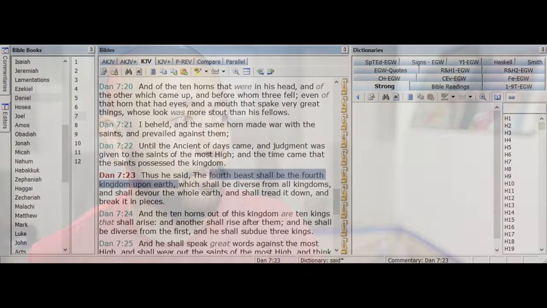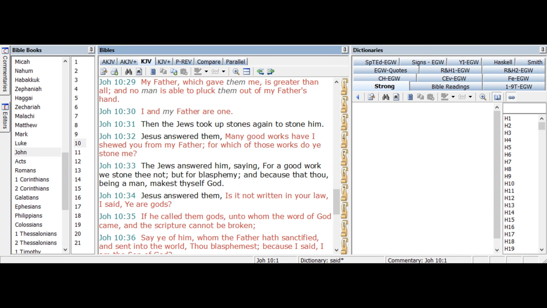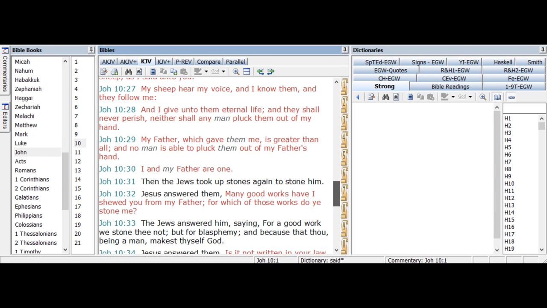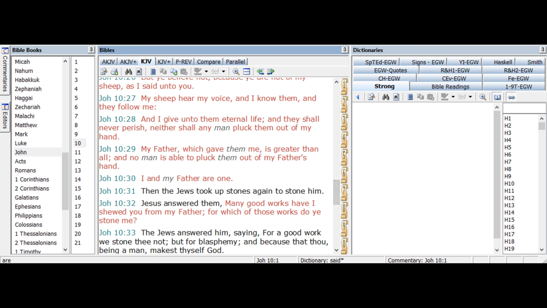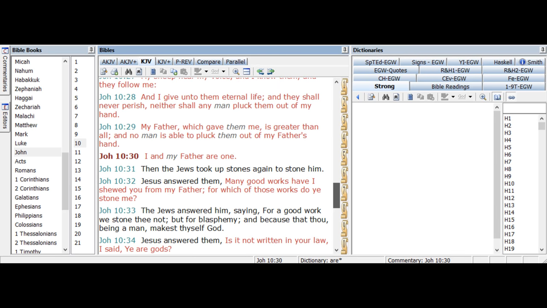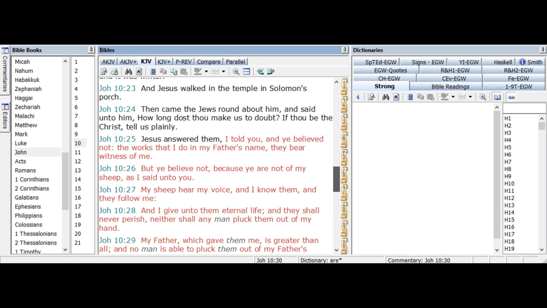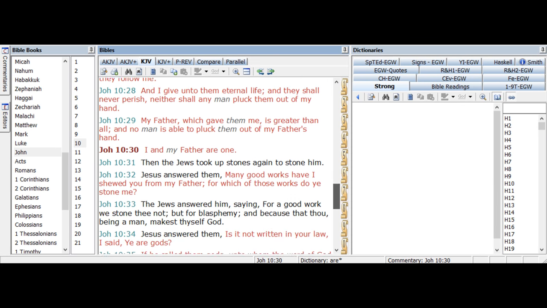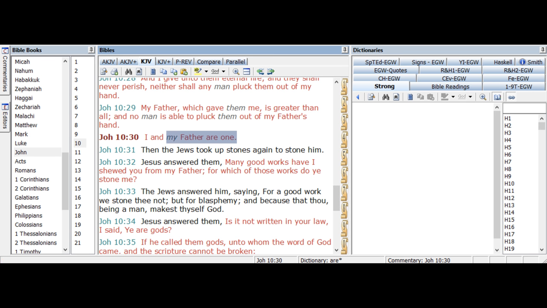What is blasphemy in the Bible? Let's go to John chapter 10, starting from verse 30. This is when Jesus Christ was talking to the Jews and to the Pharisees back then. He's talking to them about who he is, and then here's what he says. He claims to be the Son of God. He says, "I and my Father are one."